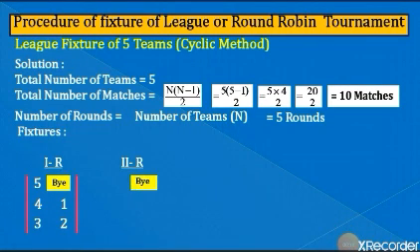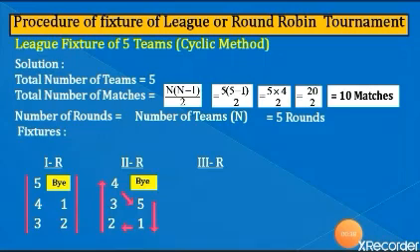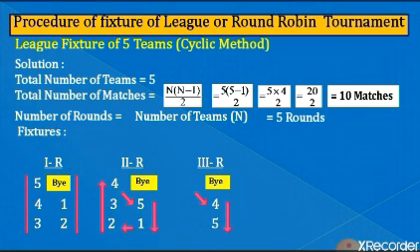In the second round, we fix the bye on the top at the right hand side. Team 5 moves down and the rest of the teams move in cyclic way in clockwise direction from downward to upward. In the third round, the bye still remains at the same position and team 4 moves down and the rest of the teams move in cyclic way in clockwise direction from downward to upward.